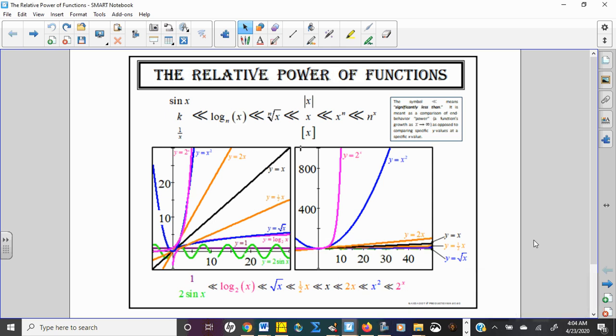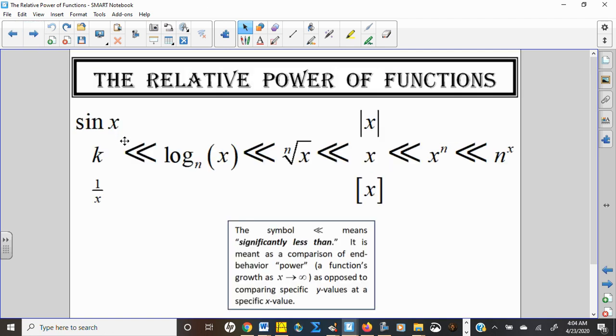All right, this is kind of an optional video, just a companion to the page of notes I gave you. There's a reference page about just parent functions and their relative power. This is something that as we were going through Unit 1, we started making a little bit of a chart on who was more powerful than who, right?